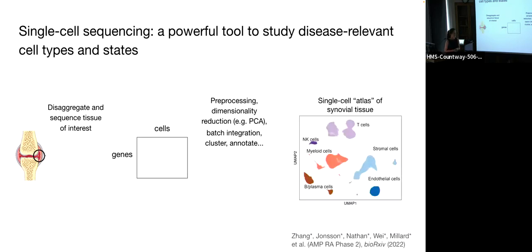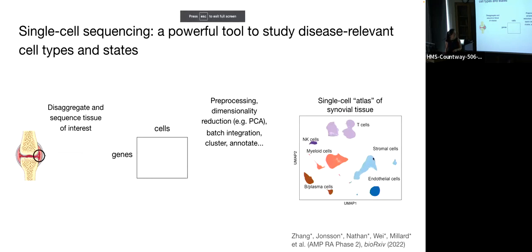This is a UMAP plot, which is a 2D way to visualize the coordinate space of all the cells, where each dot is one cell. In general, the cells that are closer together in the UMAP are more transcriptionally similar. You can see here that there are many cell types present in synovial tissue, like T cells and stromal cells.